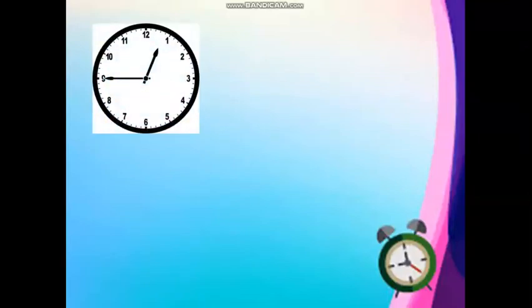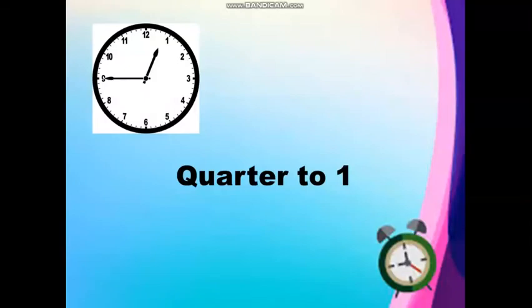Means minute hand has to travel a quarter to make it 1 o'clock. You got my point? I said minute hand has to travel only a quarter to make it 1 o'clock. So here time can be read as quarter to 1. Right? Means after 12 o'clock. Earlier it was 12 o'clock. After 12 o'clock, the minute hand has travelled from 12 to 9, means it has completed 45 minutes after 12. So digitally this time can be written as 12:45.